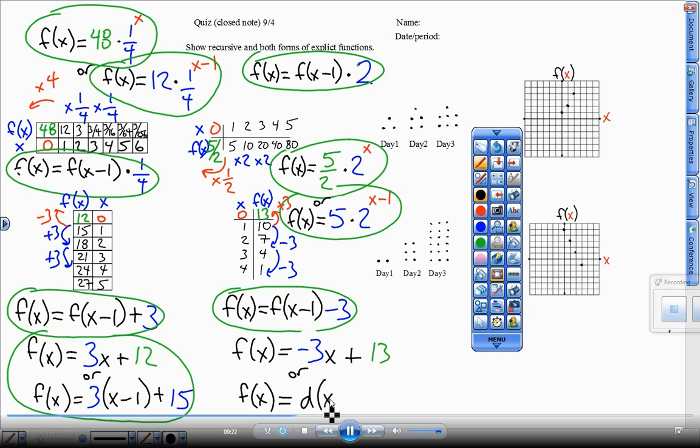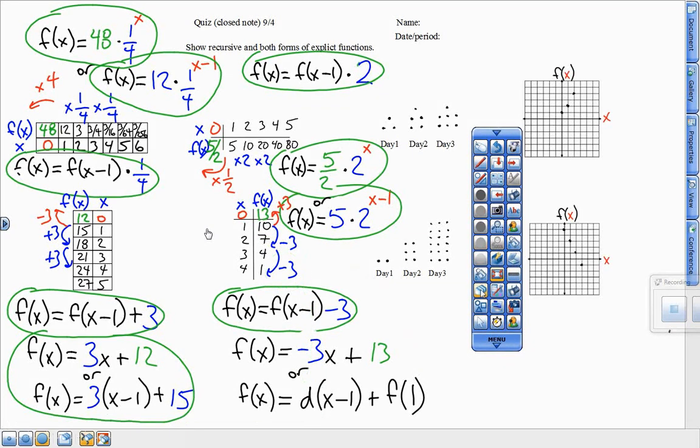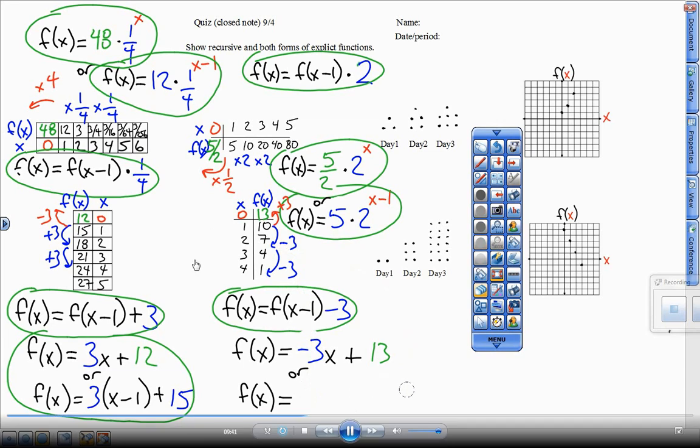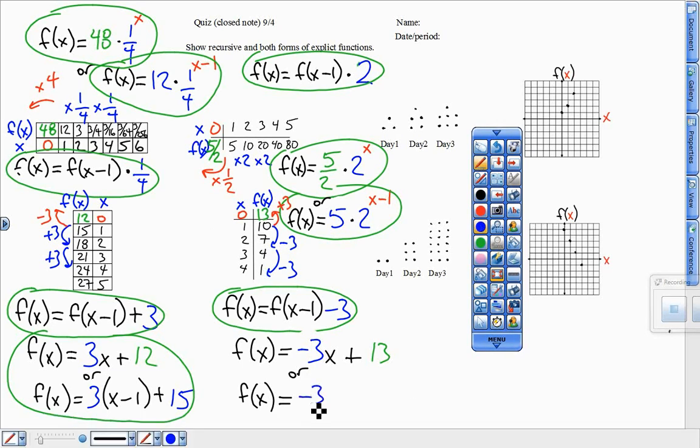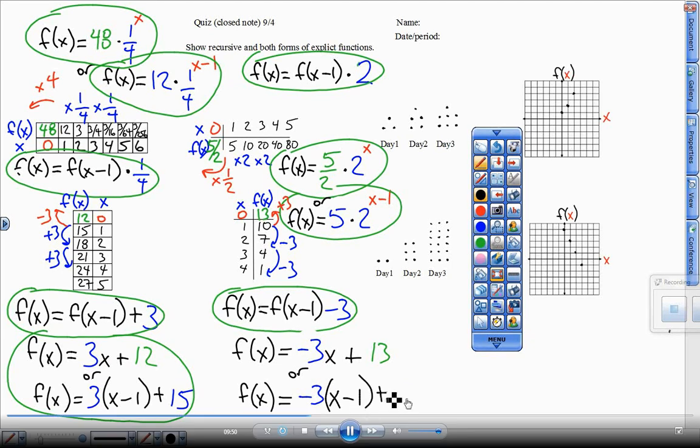Or d times x minus 1 plus the first term in the sequence. So d would be negative 3 still, but the first term would be 10 right here. So if I replace those, I get negative 3. Don't forget the negative. Got to be negative. Negative 3. And then parentheses x minus 1 plus the f1 term right there, 10.